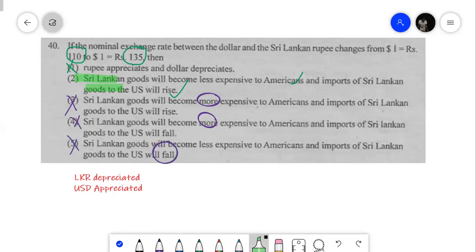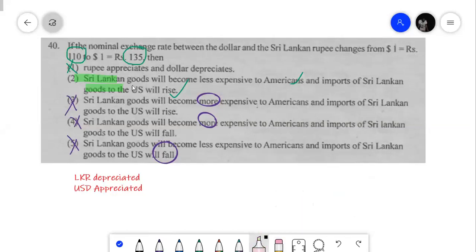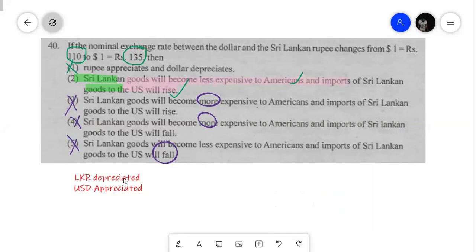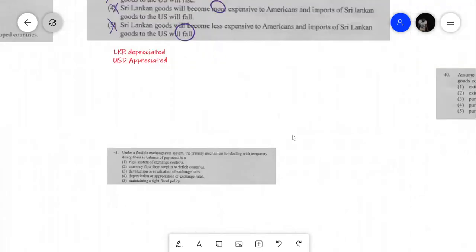This is a very common question that they test in the papers, right? So you all need to know how to work around it, whether it's appreciation or depreciation. If it's an appreciation, your exports become expensive and imports become cheaper. If it's a depreciation, it works the other way. Exports become cheaper, imports become expensive. That comes from the very basics, right? So if you know that basic, this question is nothing. Okay, so 40 is also done.